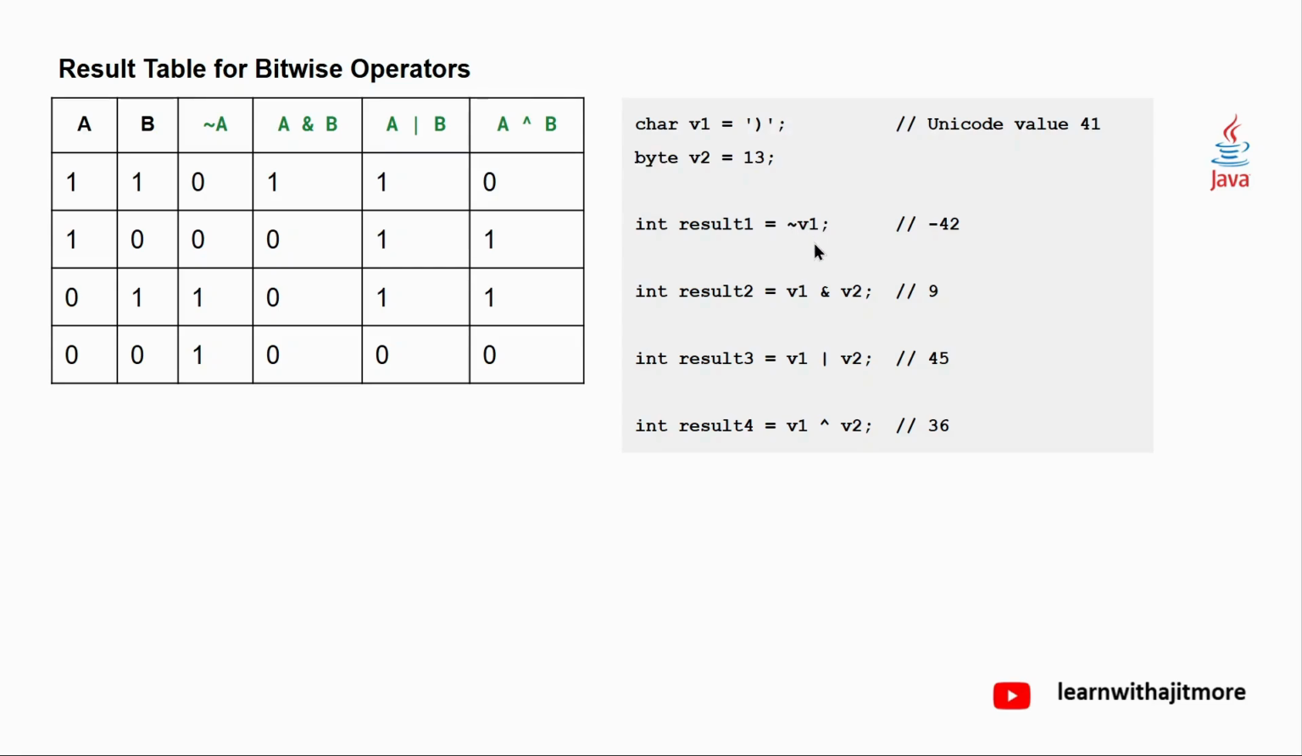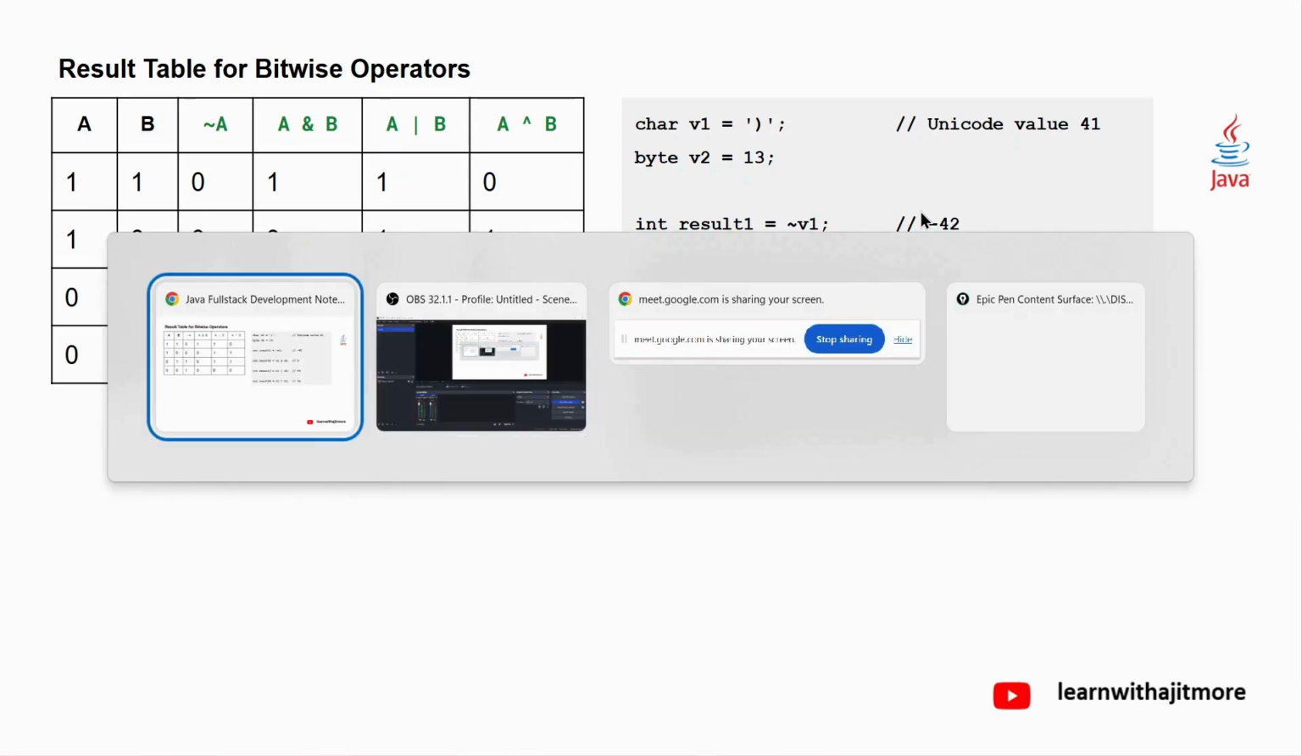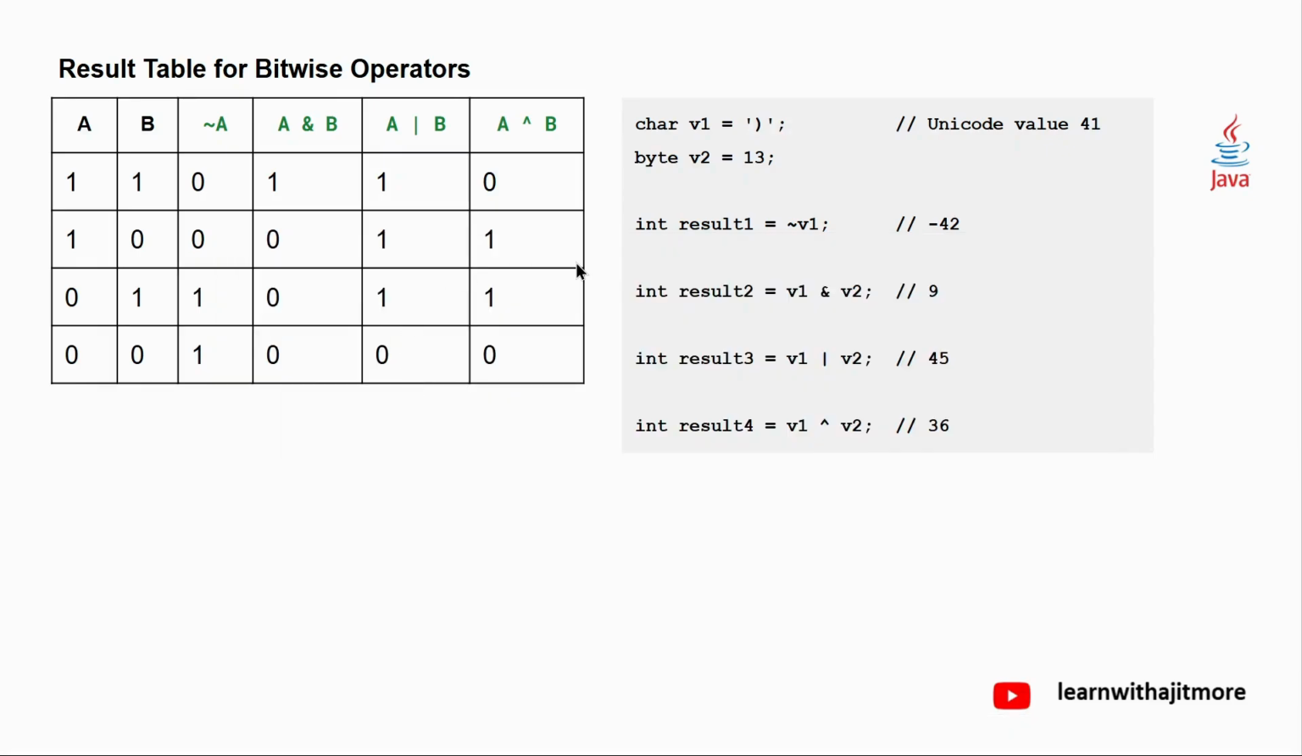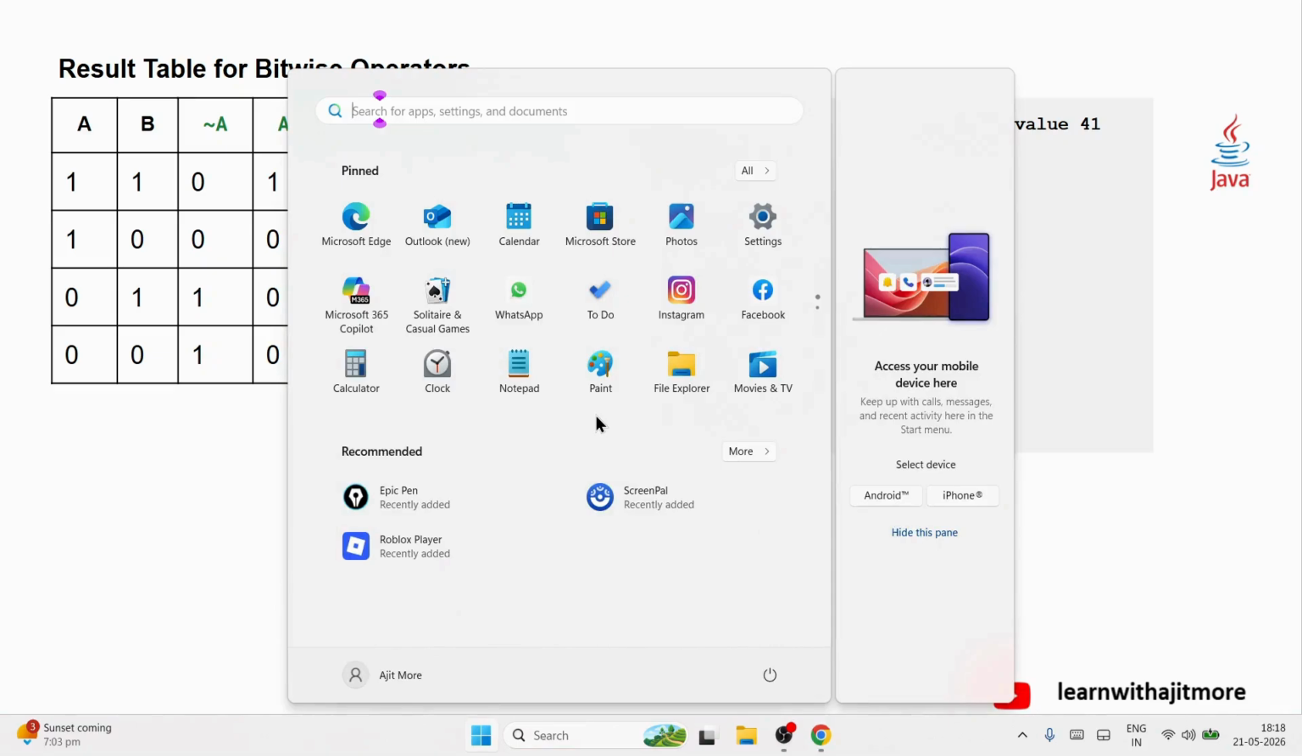Now when you are doing tilde V1, tilde of V1. So by the formula, I hope you are understanding. Just now I gave you the formula: 41 plus 1 with a minus sign, minus 42. Do you agree? You can cross verify. Can anyone tell me the binary of 41? Okay, we will do it. Let's see.